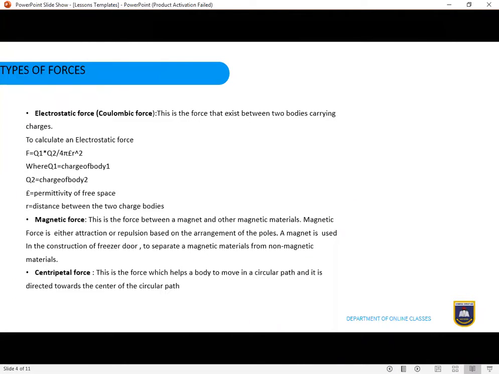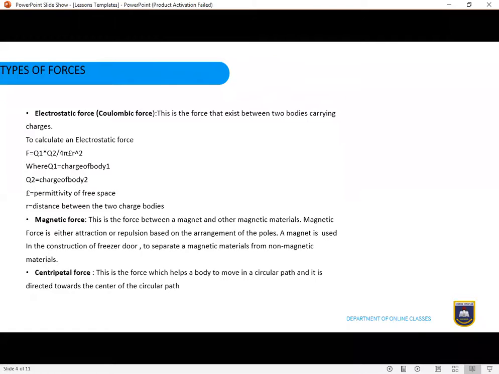When a North Pole is brought near a North Pole, what happens? They repel. When the North and South are brought together, what happens? They attract each other. Like poles repel, unlike poles attract. So when you continue the slide, a magnet is used in the construction of freezer doors.